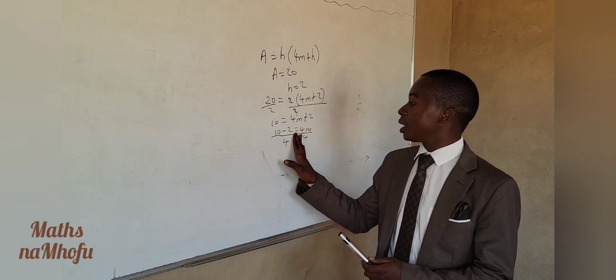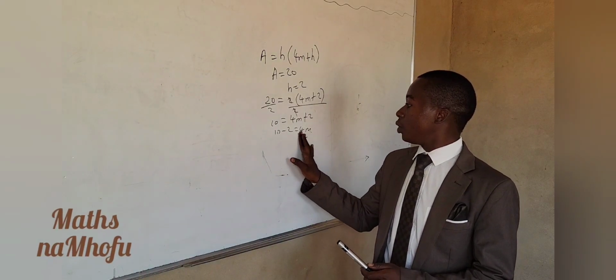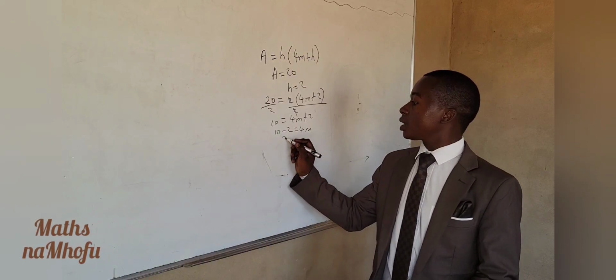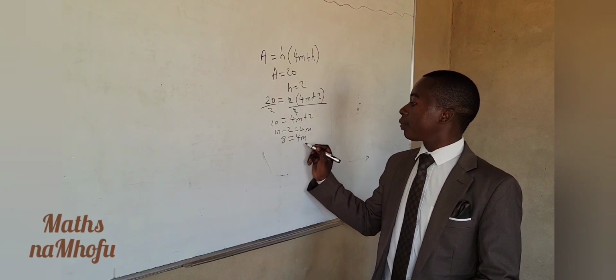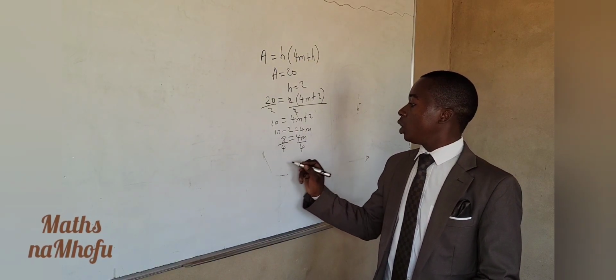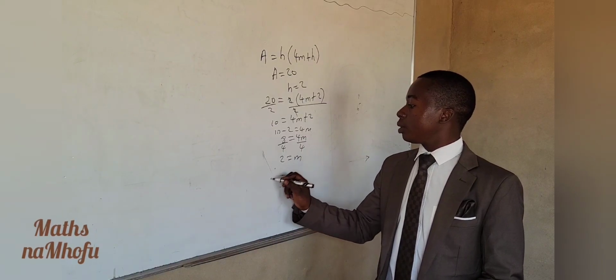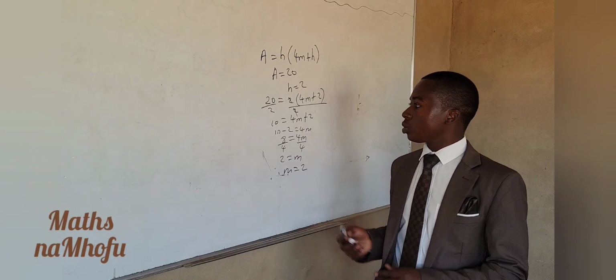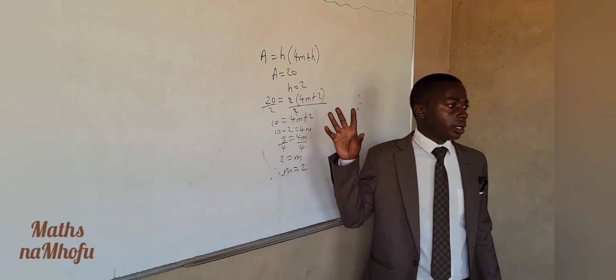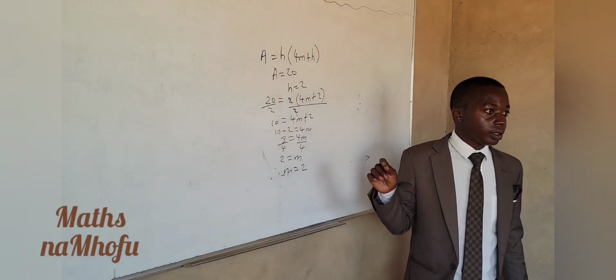Let us simplify first, for you not to be confused. 10 minus 2, that's 8, which is equal to 4M. Then you divide by 4. 2 is equal to M. Therefore, M is equal to 2. Is there any question? Are you understanding?